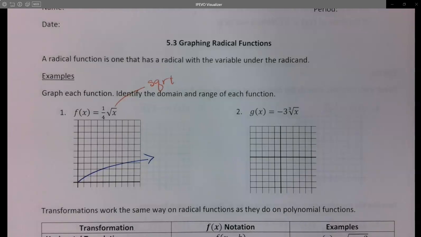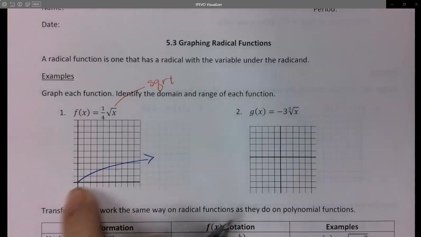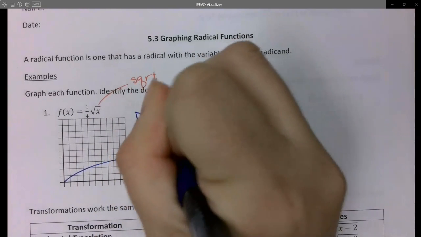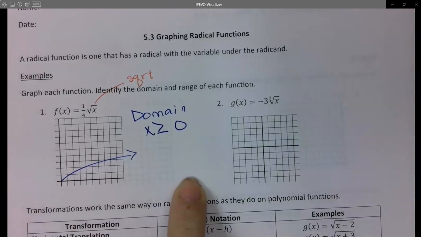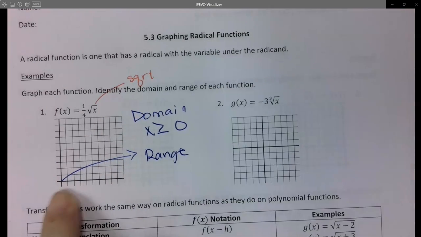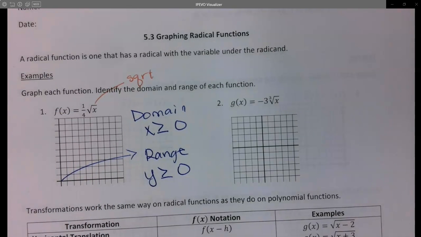So my domain is where this function starts and goes to for my x values. So it starts at 0 and it goes right forever. So my domain here is going to be x is greater than or equal to 0, because the x value starts at 0 and goes right forever. Then for my range, that's where the y values start. So it's starting at 0 and going up forever. So this one is going to be y is greater than or equal to 0.